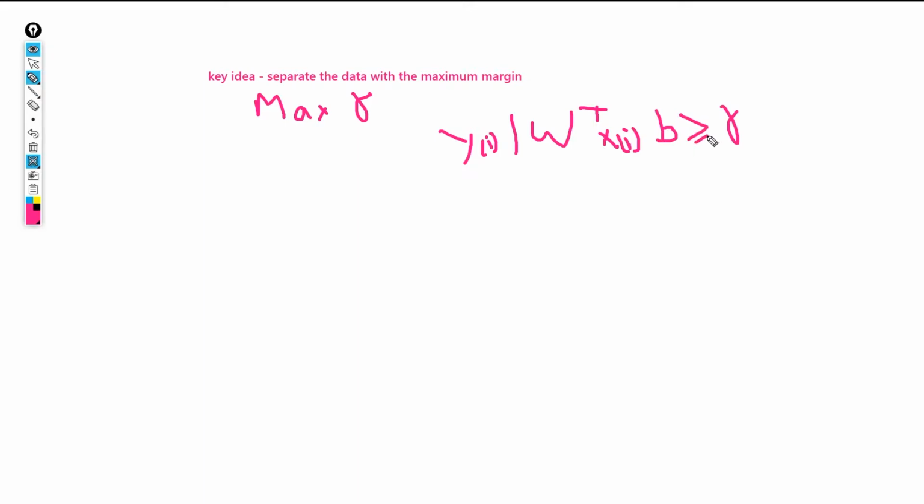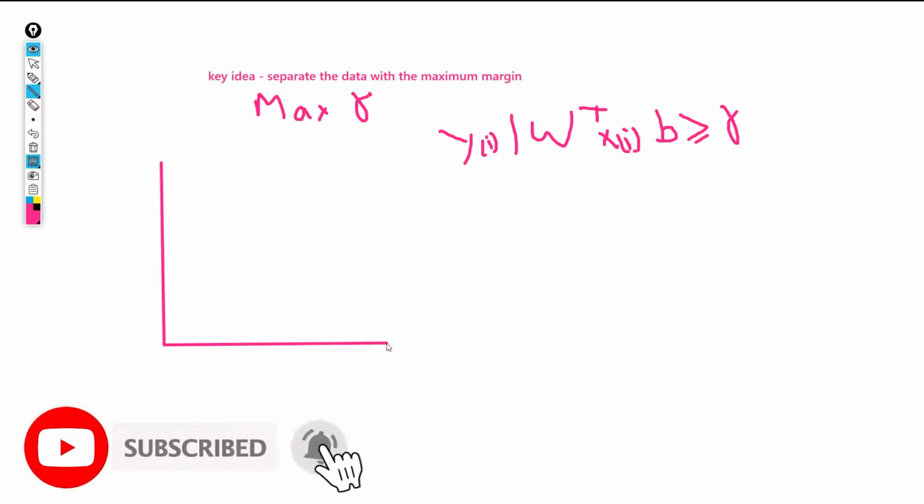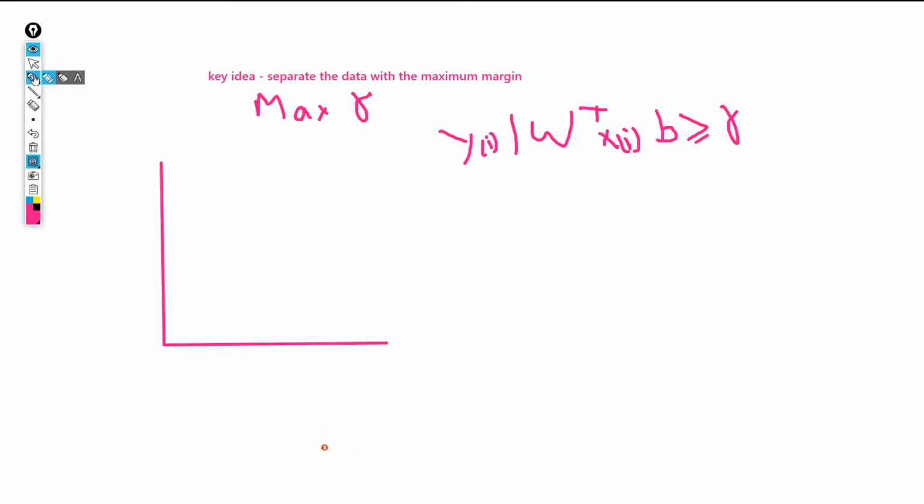For that, we are going to reformulate our equation or our solution. Okay, so let's take a new kind of approach. Now I'm going to use the support vectors, and let me explain what those are. Let's suppose we have this class, and we have drawn a line like this.